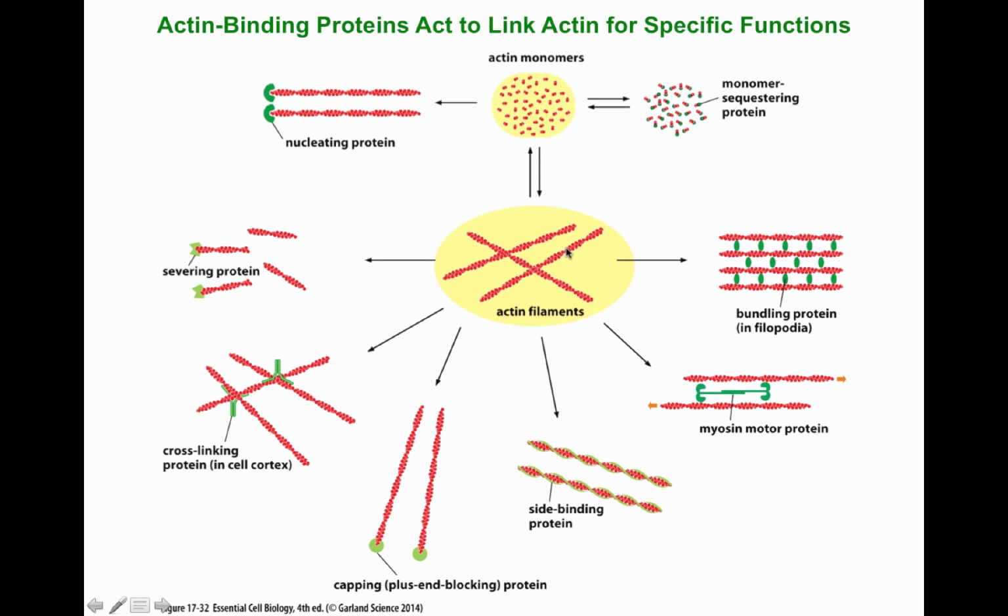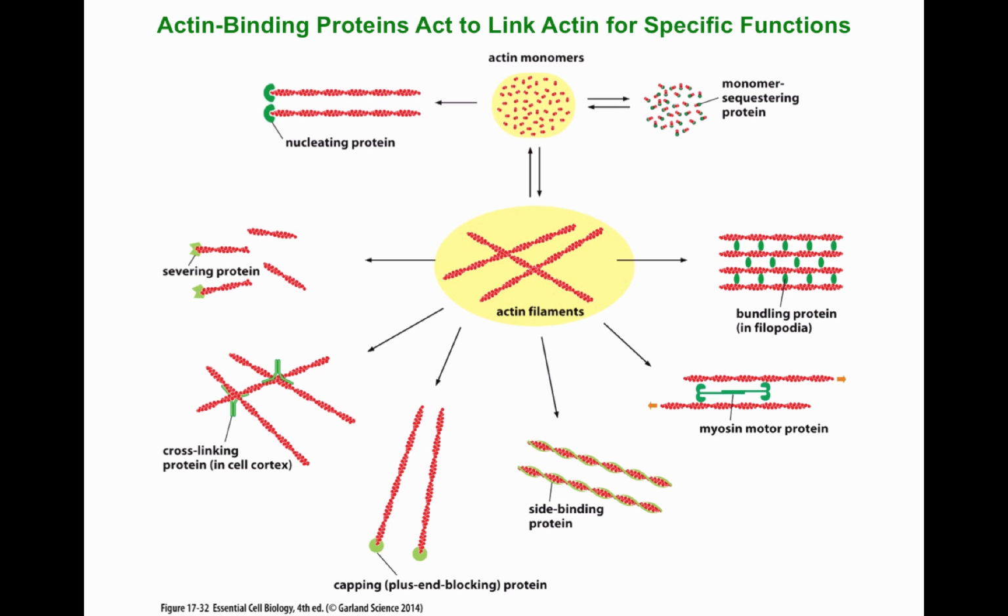Now, the actin filaments themselves can interact with other proteins. Some of them, the severin proteins, can shorten the actin filaments. Cross-linking proteins in the cell cortex can help maintain actin filaments crisscrossed. You have capping proteins that can bind the plus end, so the filament doesn't grow anymore. Or you can have side-binding proteins, we're going to look at some of these in detail, that can associate with the helix of actin to move.